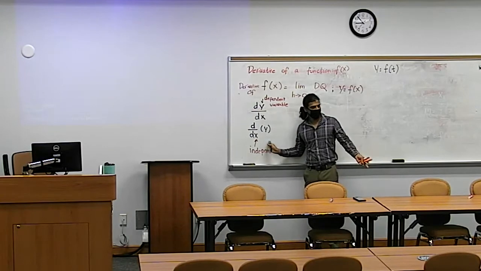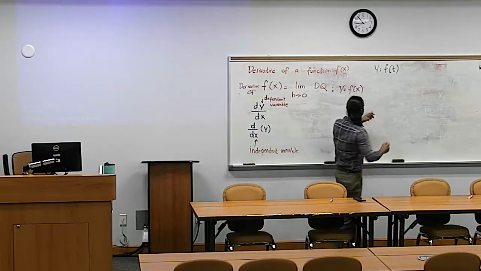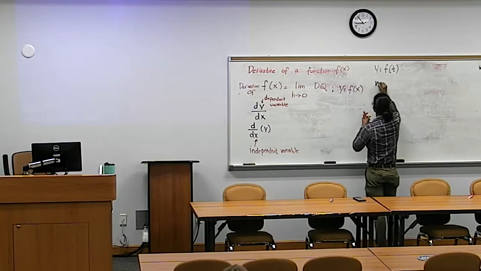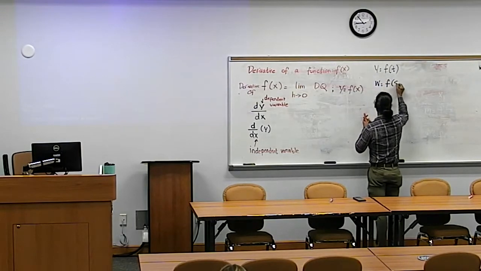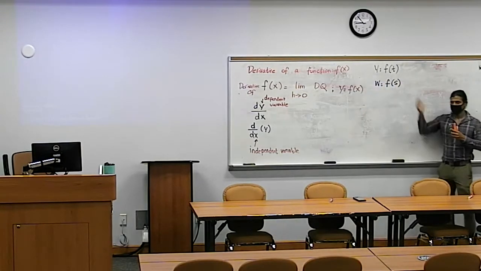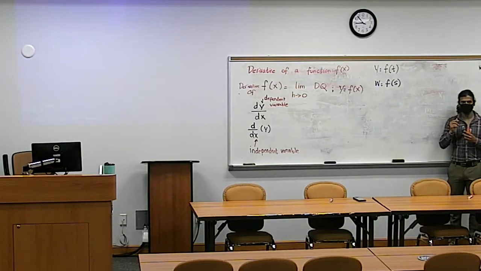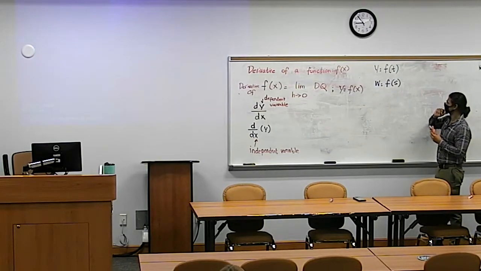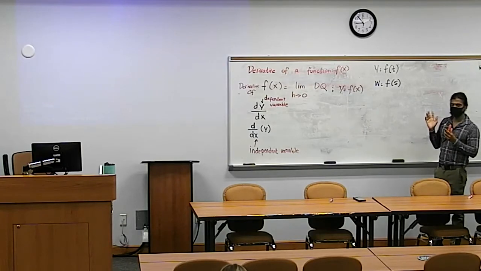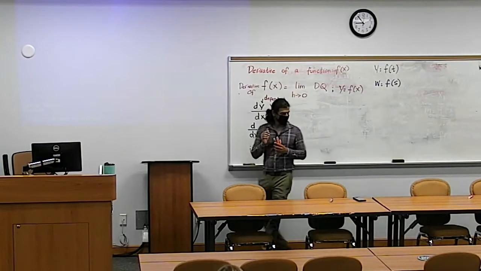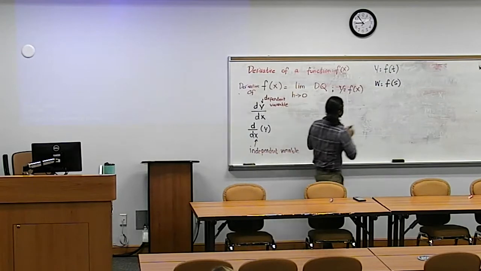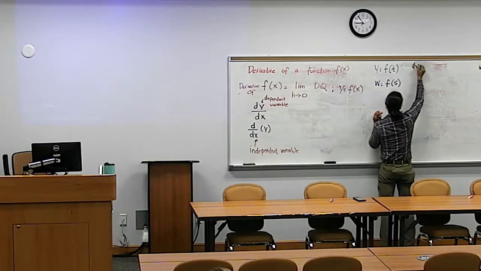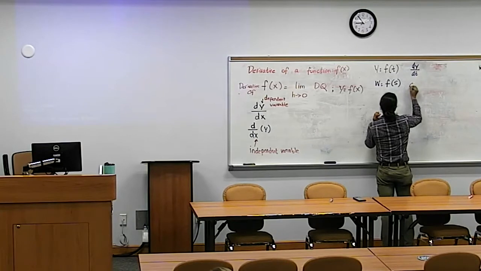Does that make sense? Now, suppose I change this to w equals f of s. How would we write the derivative? dw over ds. Does that make sense? So here the notation would be dy over dt, dw over ds.